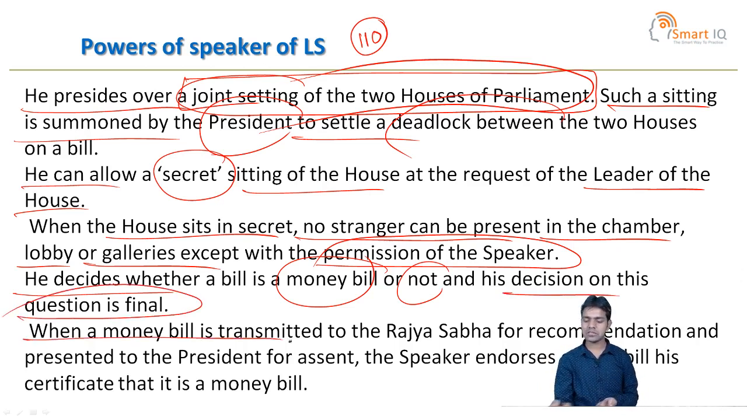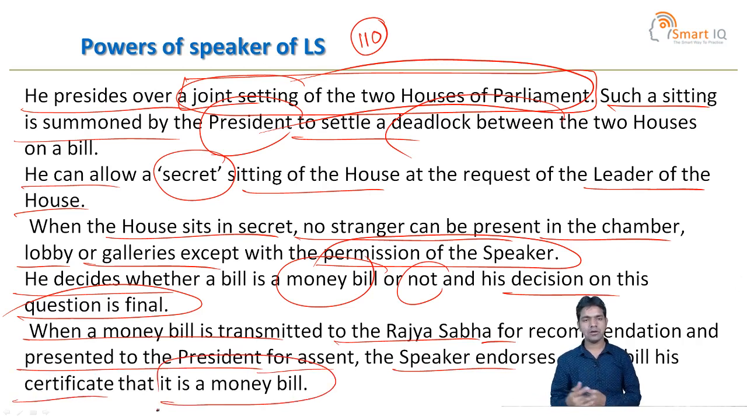And when a money bill is transmitted to the Rajya Sabha for recommendation and presented to the President for assent, the Speaker endorses on the bill a certificate that it is a money bill. Whenever the Speaker of the Lok Sabha decides that it is a money bill, that is final. There is no question in any court of law.